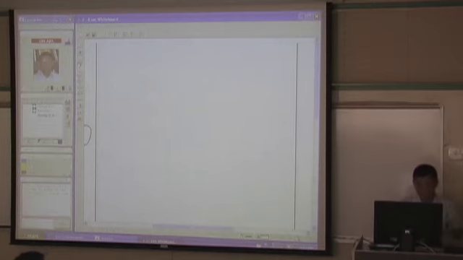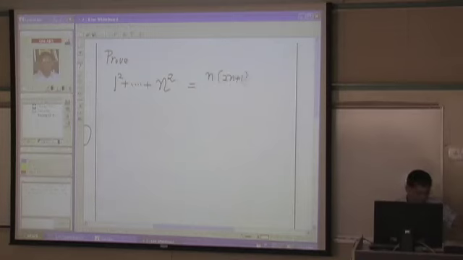There are a few examples that I want to show you, and then go to the next case using the binomial theorem. And one more example that I want to show you is this. Prove that 1 squared plus 2 squared plus 3 squared up to n squared equals n(2n plus 1)(n plus 1) over 6.